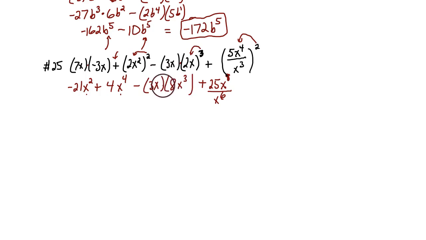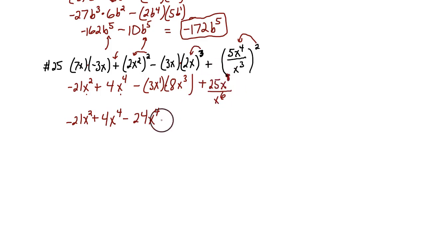But in this area, we can multiply these two together. So I'm going to copy down the beginning part of the problem. And then when we get to this area, multiply. We have minus 3 times 8 is 24. X to the 1 times x to the 3 is x to the 1 plus 3, which is a 4.